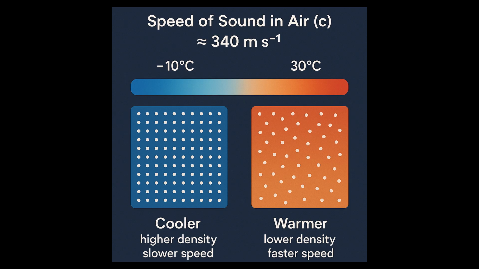In air, the speed of sound, usually denoted by c, is relatively slow compared with most solids. At normal room temperature, the speed is approximately 340 meters per second. Note that this speed is dependent on temperature. At freezing point, for example, the speed drops to just above 330 meters per second.